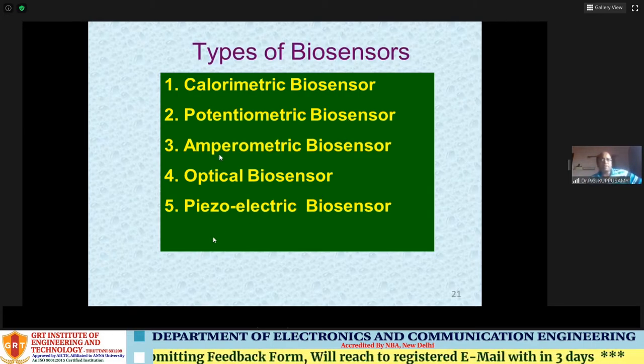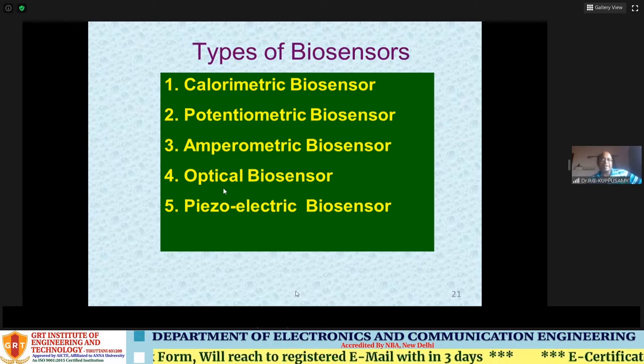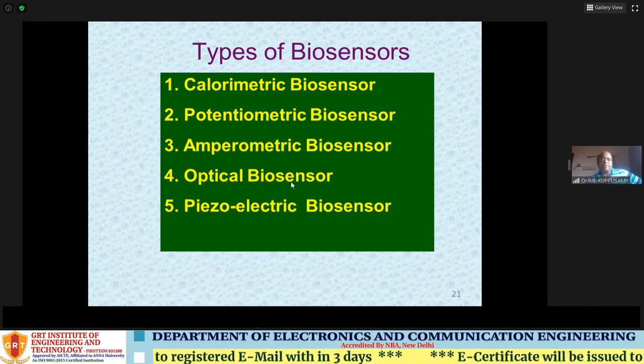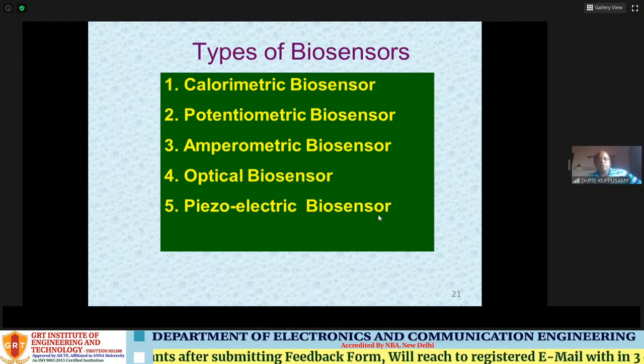Amperometric biosensor is also based on current. Optical biosensor, this is the current trend playing an important role in biosensors. It operates based on the properties of light. And there is the piezoelectric effect. Based on the piezoelectric effect, they are designing the biosensor. That's called the piezoelectric biosensor. So these are your types of biosensors.